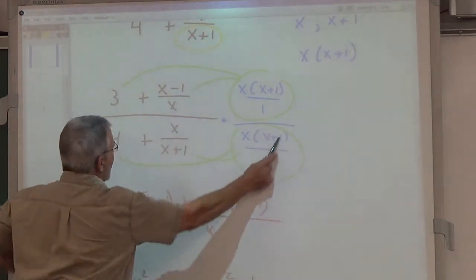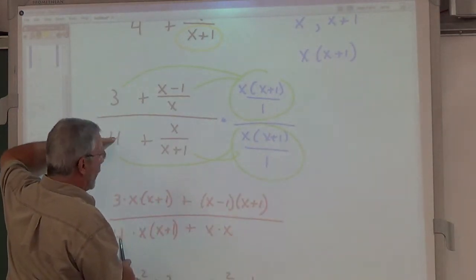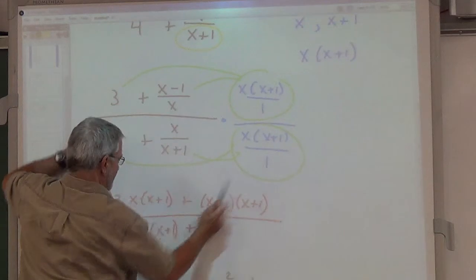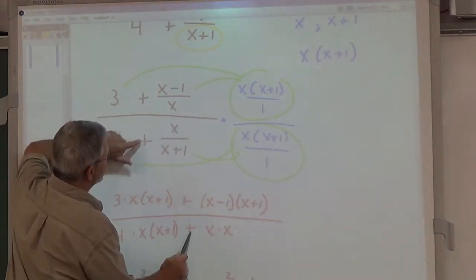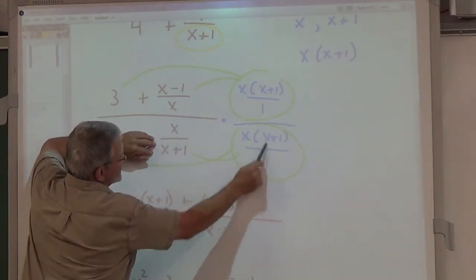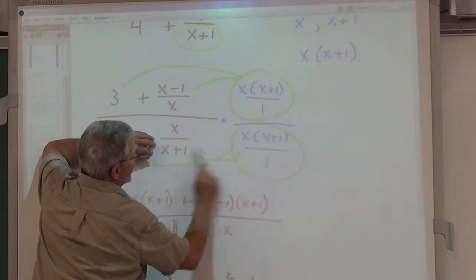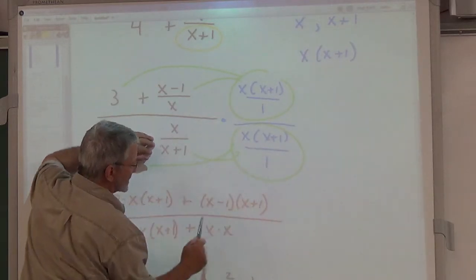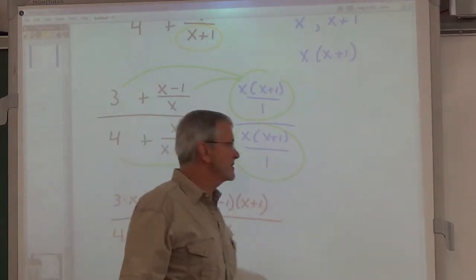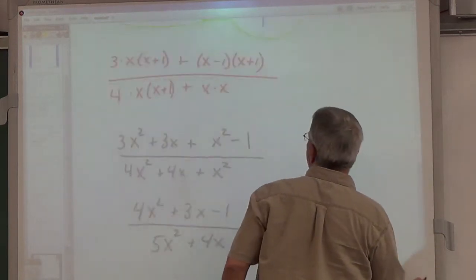Now I have this guy times 4, which is simply 4 times x plus 1, plus this guy times this guy. These x plus 1's cancel because they're factors. All I have left is x squared. X times x. So this is what I have.